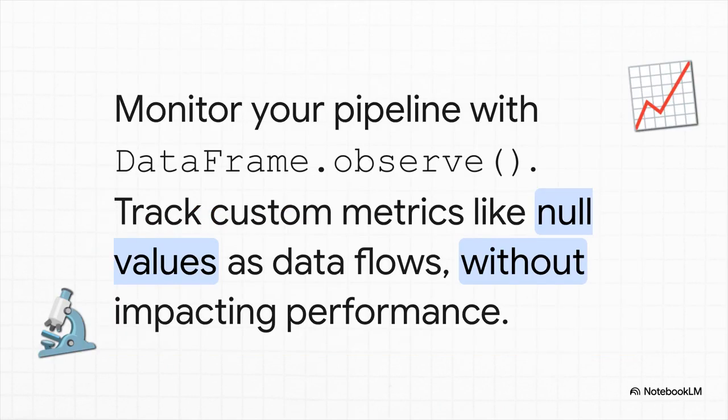But hey, building the pipeline is really only half the battle, right? You also have to keep an eye on it. And for that, the observe function is just a fantastic tool. It lets you define and track your own custom metrics, like how many null values you have or a count of invalid records, as the data is flowing through, and it does it all without slowing down performance. It's kind of like having a real-time quality control inspector right on your assembly line.